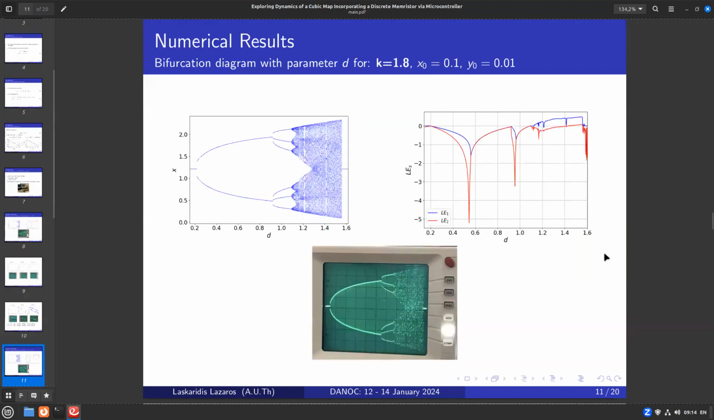Next, we are taking again the bifurcation diagram, but now for the value of the parameter k equals 1.8. And now we see the difference from the previous. The system starts again from a fixed point. Now it ends in a fixed point, and also we do not have quasi-periodic behavior here. So again, we are presenting the Lyapunov spectrum and also now the numerical results from the oscilloscope.